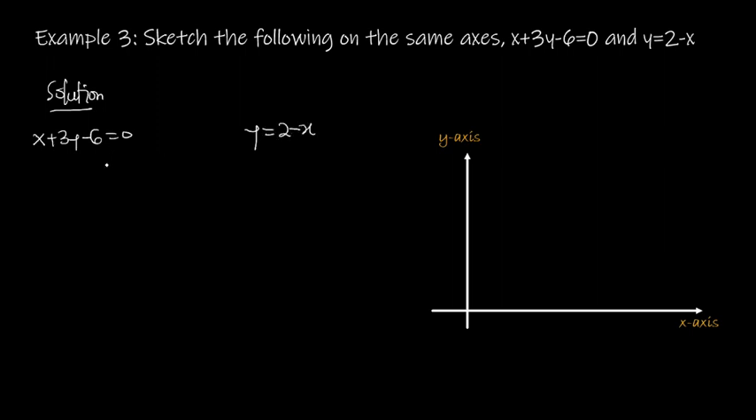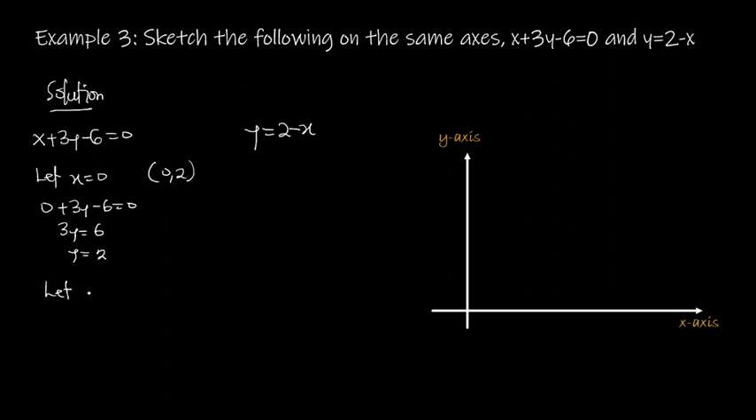Alright, so let's look at what we do first. We say let x be 0. And when x is 0, this equation becomes 0 plus 3y minus 6 equals 0. So we have 3y is equal to, I send the -6 to the other side, becomes +6. So therefore y equals 2 if I divide both sides by 3. So my point over here becomes x will be 0, y will be 2.